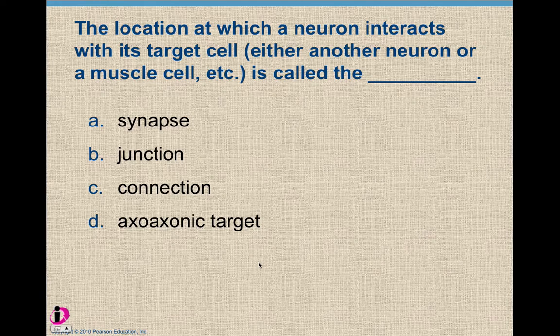So what is the location in which a neuron interacts with its target cell? This would be the synapse. Okay. The other ones don't make sense. In fact, the axo-axonic target is completely made up.